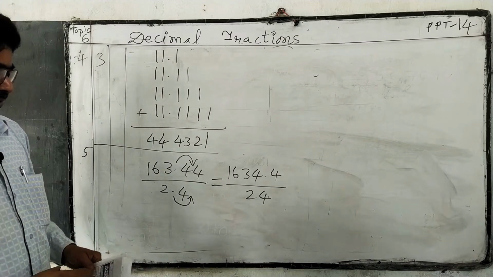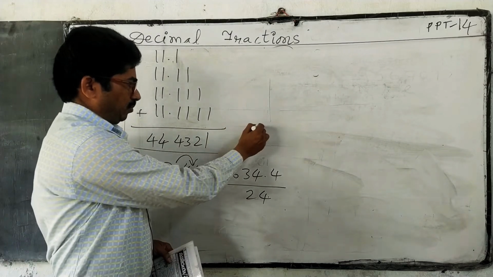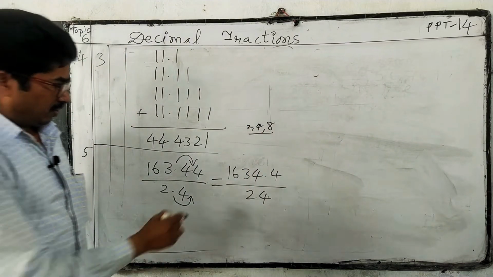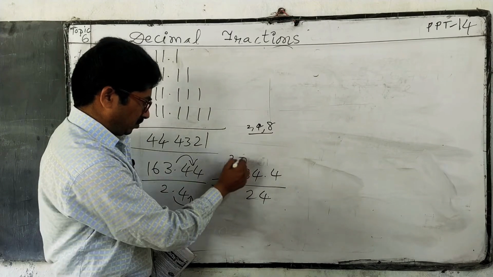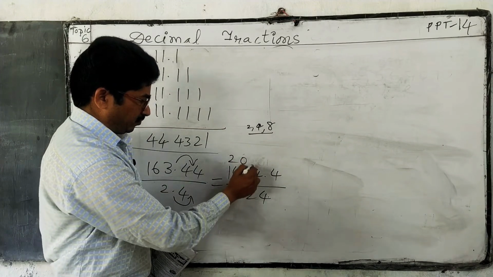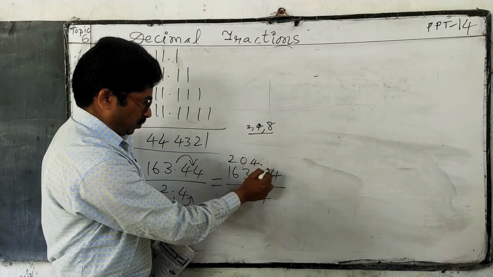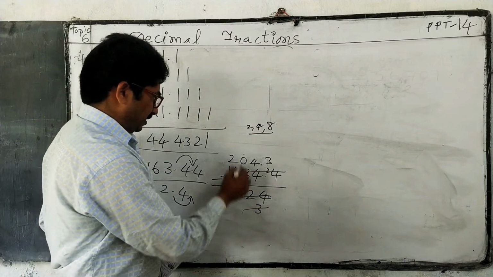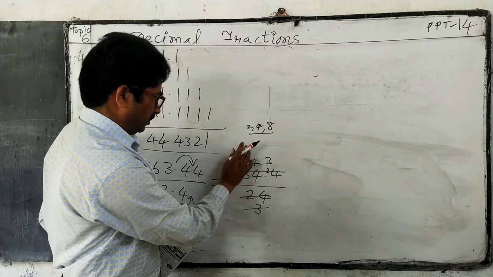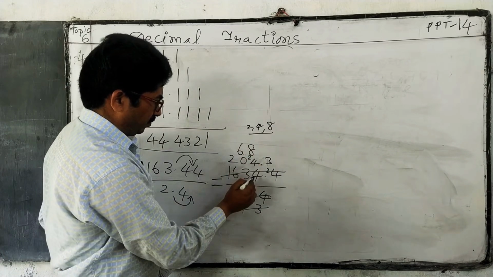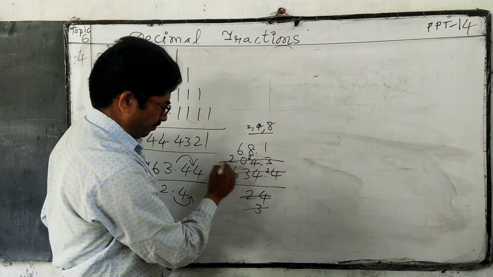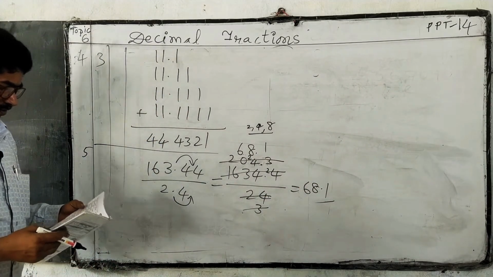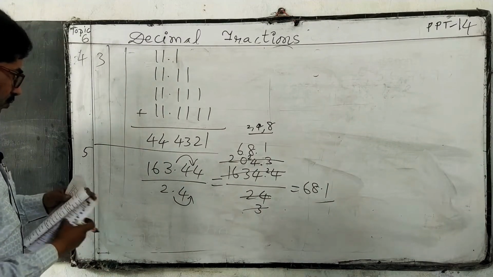We can cancel with the 8 table or the 2 table. 8 twos are 16, 8 threes are 24, 3 sixes are 18, 3 eights are 24. So 68.1. Option 2.